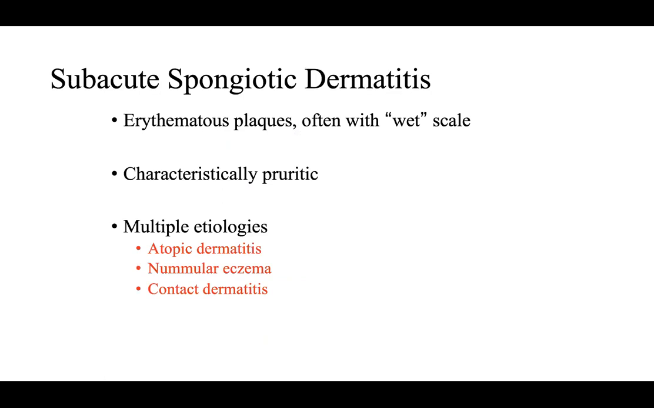Moving on to subacute spongiotic dermatitis, erythematous plaques, often with wet scale, so they're still evolving from an acute flare, and now these patients actually are having lesions that come and go or that stick around, not completely resolving, but haven't yet turned into a Lichen simplex chronicus. So subacute spongiotic dermatitis is actually the most common spongiotic dermatitis that I sign out. It's characteristically pruritic, so they are scratching a lot. There are numerous entities such as atopic derm, nummular eczema, contact dermatitis that all can exhibit subacute spongiotic dermatitis.